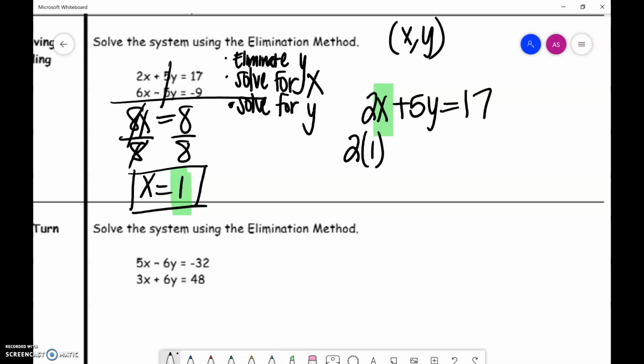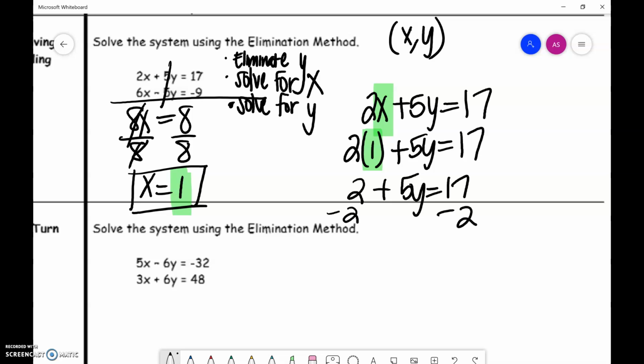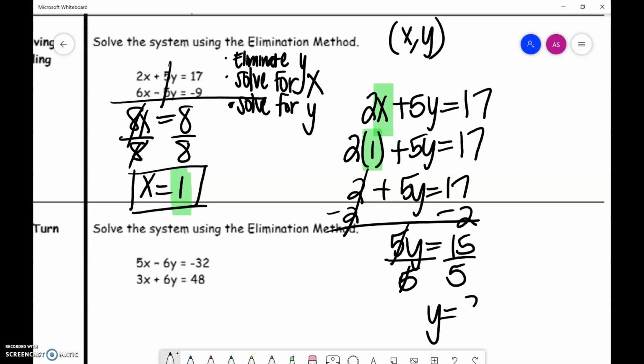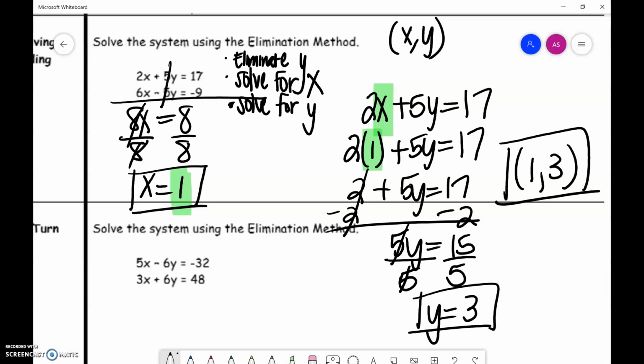So I have 2 times 1 plus 5y equals 17. Now 2 times 1 is 2. Then I continue to solve, bring down everything, then I have minus 2 on both sides, and then I have 5y equals 15. Then from here, I'm going to divide both sides by 5, and I have y equals 3. And then my last step, I need to make sure I write it as a coordinate point. And that's it.